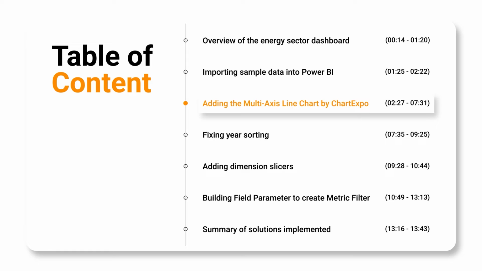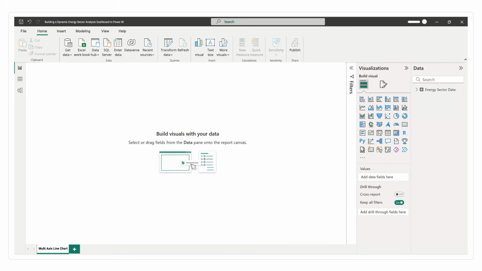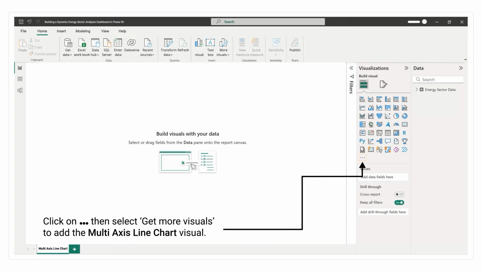Adding the multi-axis line chart by ChartExpo. As discussed in the introduction, multiple measures cannot be displayed clearly in a single chart. To solve this, we will use the multi-axis line chart by ChartExpo, a custom visual available in Power BI. Now, let's add this chart to the Visuals pane. Click on 3 dots, then select Get More Visuals to add the multi-axis line chart visual.